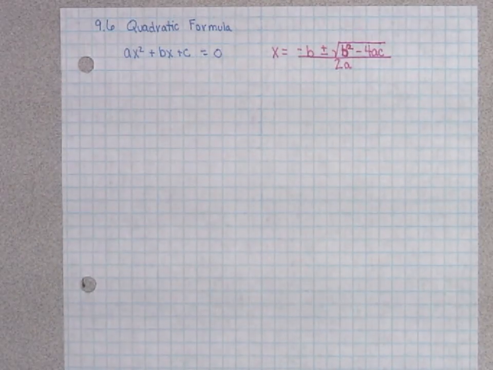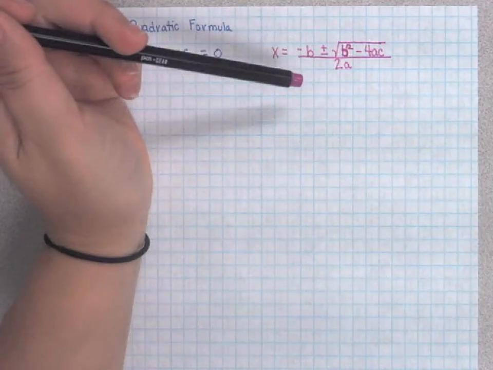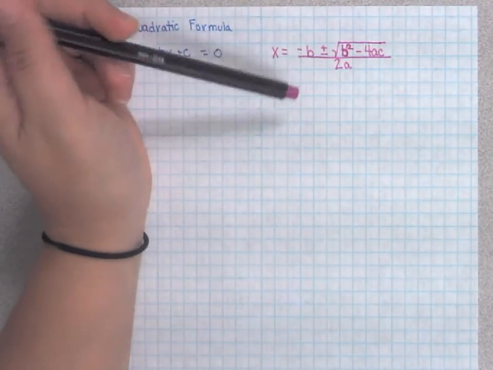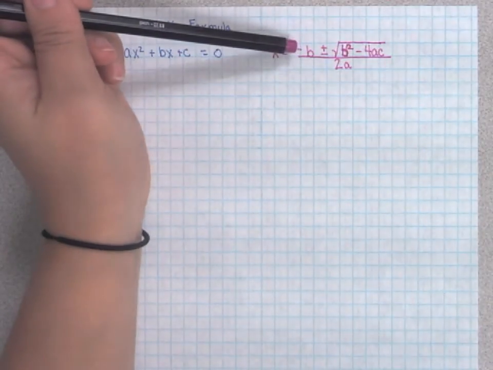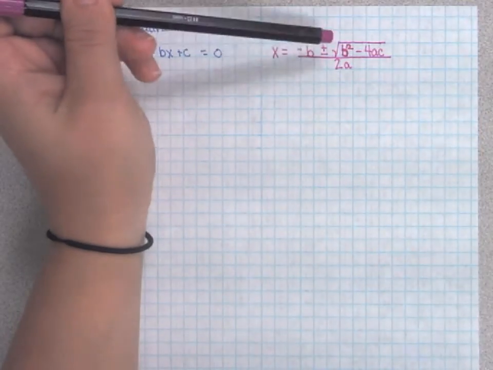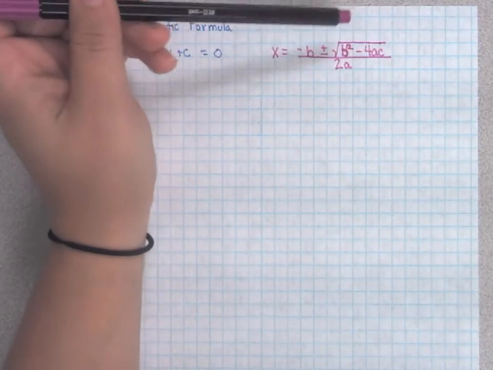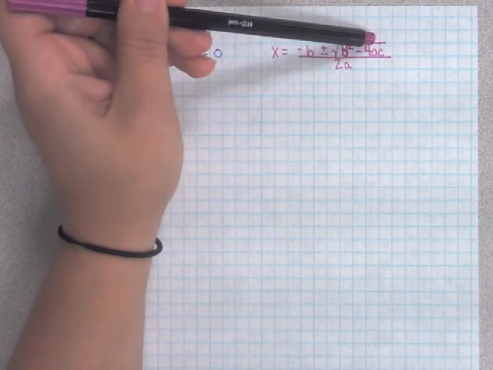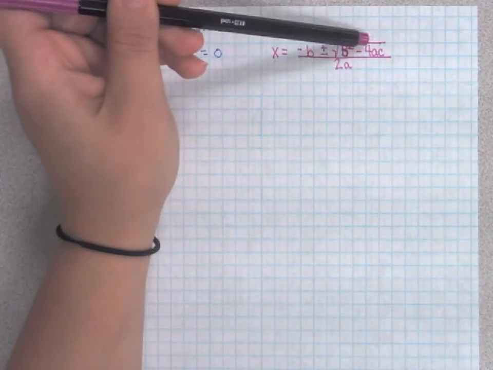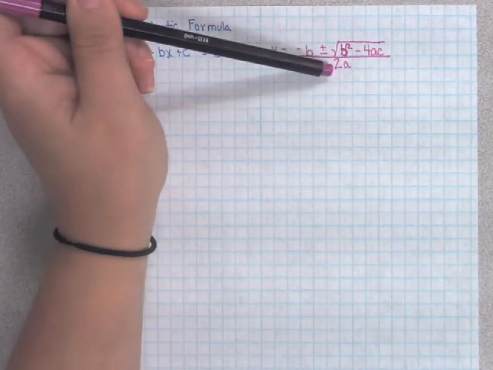AJ, you finally learned something this year. The easy part is actually doing the math. You ready? So opposite of b plus or minus square root of b squared minus 4ac over 2a.